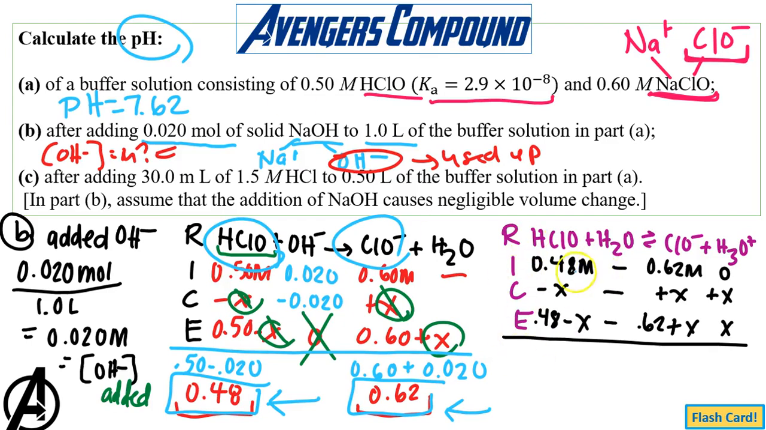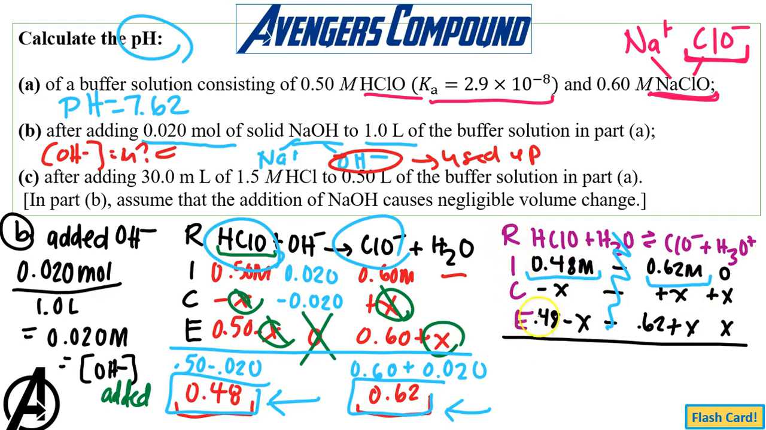So we set up our RICE table. We have our HClO mixed in water to form our conjugate base and, of course, H3O plus. We already have our new initial amount after we've already added that NaOH. Now, our new initial for this is 0.48. Our new initial for this is 0.62. We know this is minus X. Water doesn't mean anything. We know this is plus X and plus X. Everything's in a 1-to-1 ratio. Everything's already balanced, okay?